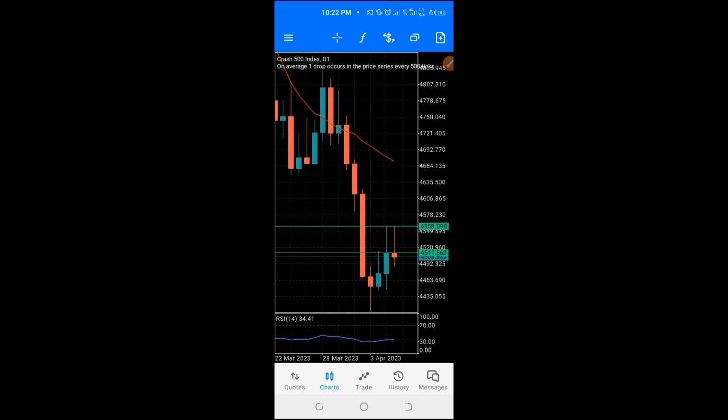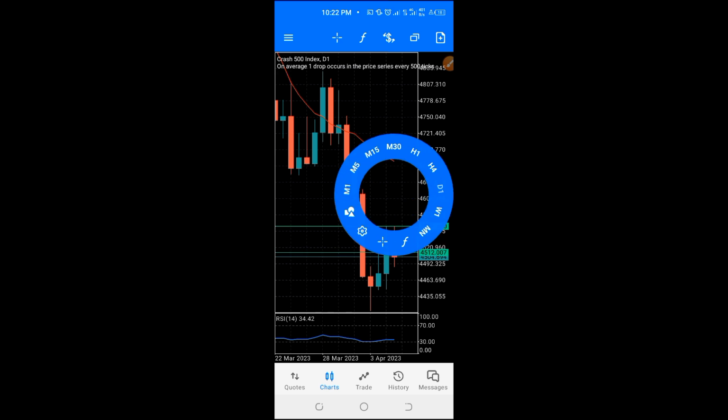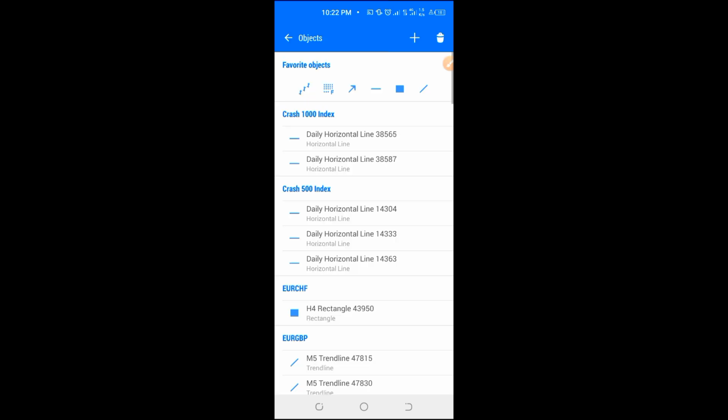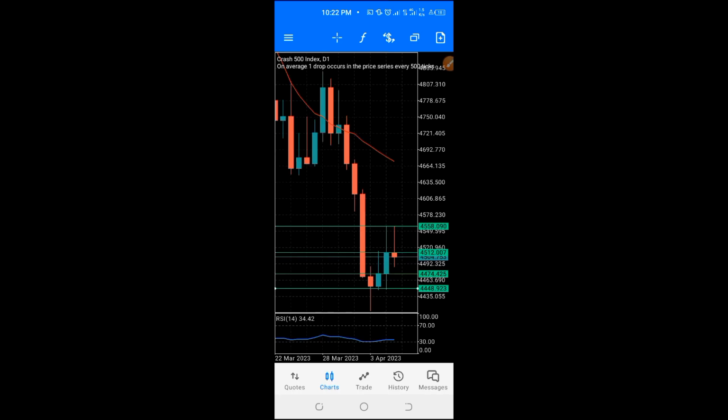So this is where the candle closed. You go to where the candle closed for the previous day, and you put your trend line there. You put this one here. Then you get another one and put it where it opened. This is the opening for the previous day candle. Then the lowest wick, you put it here.